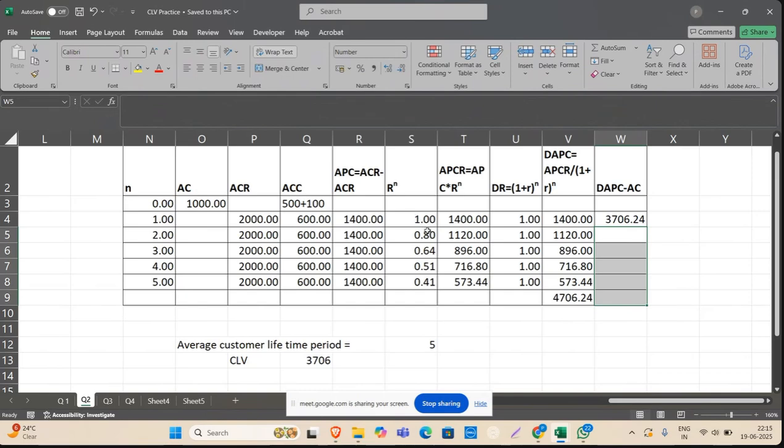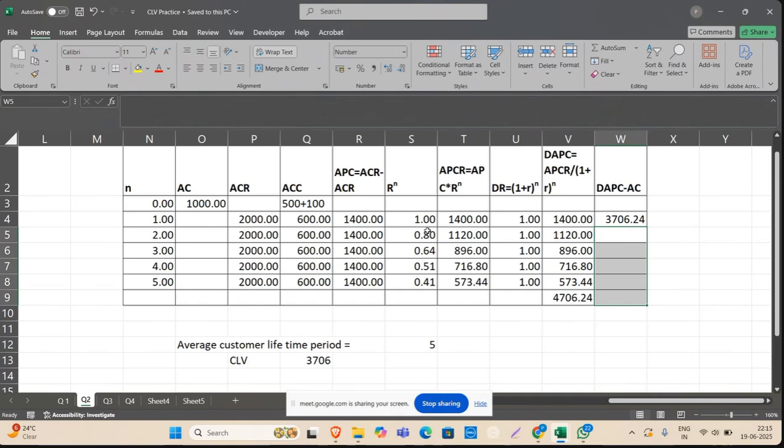And next year you should calculate 1 into 80%, then you will get 0.80. Then for next year you have to calculate 0.80 into 80%, you will get 0.64. Then 0.64 into 80%, like that you can calculate. Is it clear now? Yes, all this will be given in the question.